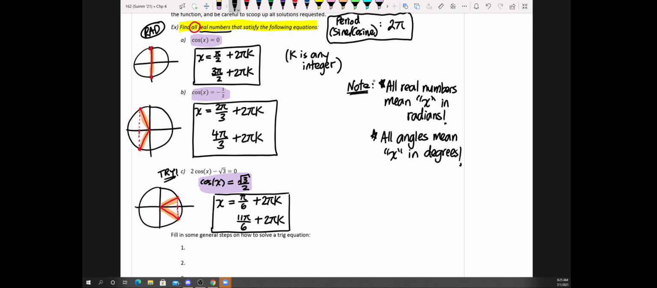If it just says find the exact value, that's in radians. Or find all real numbers, that's in radians. If it does want your answer in degrees, it would say express your answer in degrees. But in our textbook, when it says find all real numbers, that means they want the answer in radians. Find all angle measures means they want x in degrees.